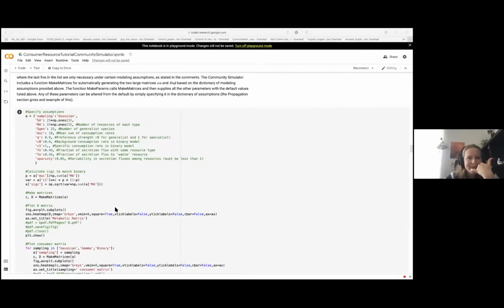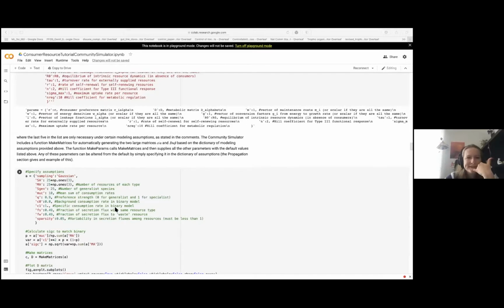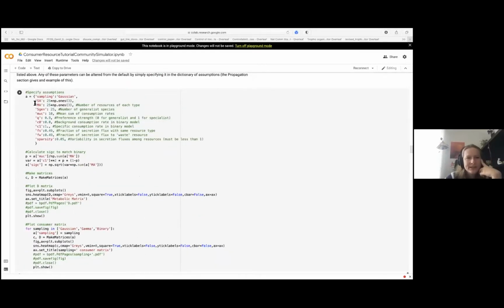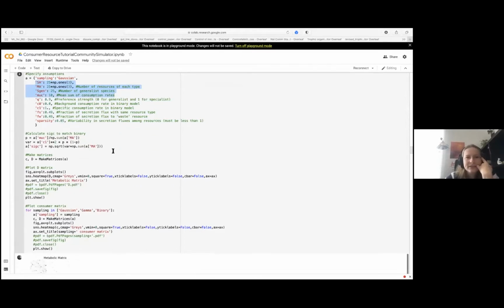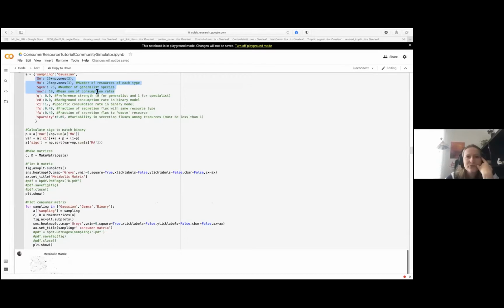Okay, here we're coming to metabolic matrices. Basically, those are the assumptions that are related to the metabolic matrix that they use in the MacArthur model. As I described, we basically want to specify how many species and how many resources we have. Then we want to specify whether we want to bias our models towards generalist or specialist, and provide some distribution for consumption and secretion.